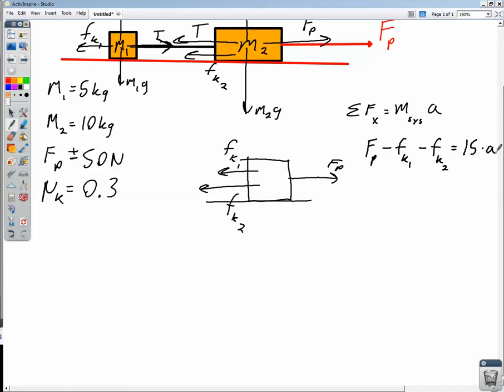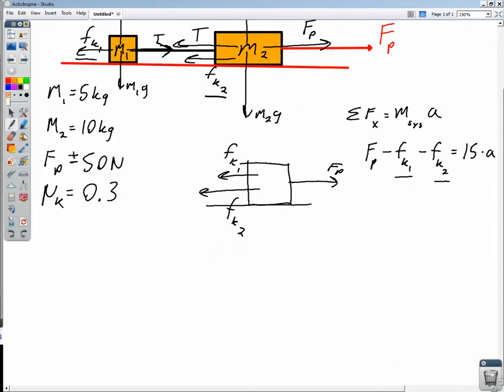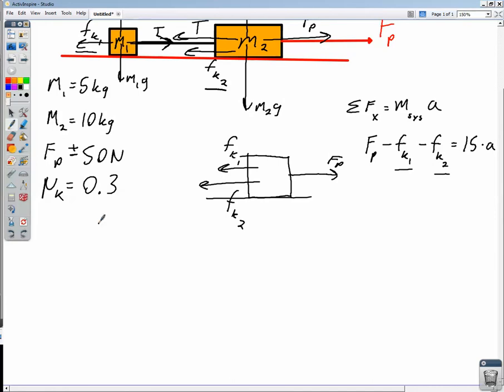Now, where the free body diagrams for the individual masses come into play is in finding Fk1 and Fk2. So going back up to our free body diagrams, this Fk2 is going to be the normal force on block 2 times the coefficient of kinetic friction. Fk1 is going to be the normal force on block 1 times the coefficient of kinetic friction. So let's throw those in down here. Fk1 is going to be mu sub k times the normal force on 1. And Fk2 is going to be mu sub k times the normal force on block 2.